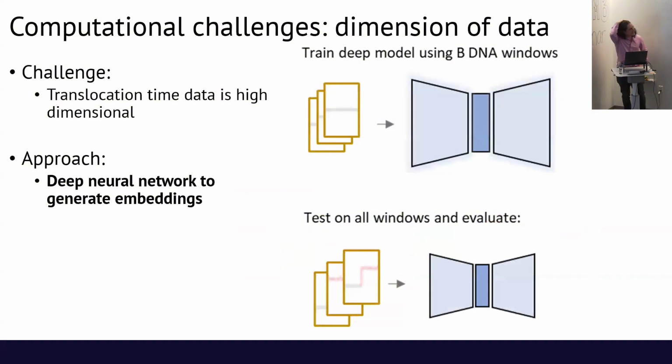The second challenge is that translocation time, at least if we're taking the same approach as the prior work and looking at windows, is pretty high dimensional. We have 2 strands and maybe 100 base pairs per strand, so a 200-dimensional vector. So the way that we handle this is we're going to use a deep neural network to generate embeddings. It's going to be a principled deep neural network, so I'll talk about that. And I know there's a lot of biostats people here, so you might actually like that application of deep learning.